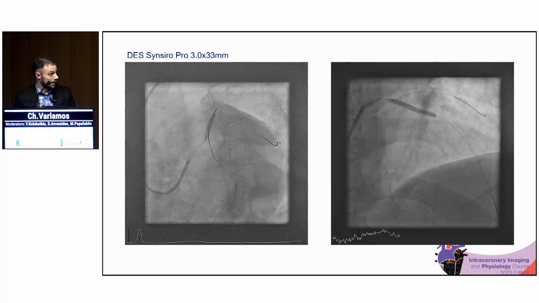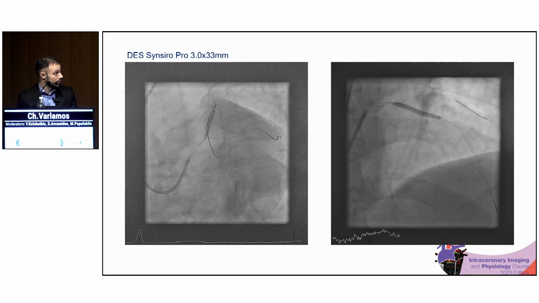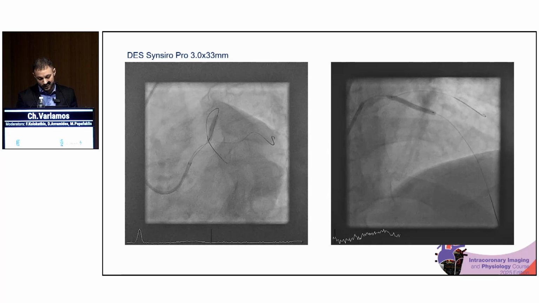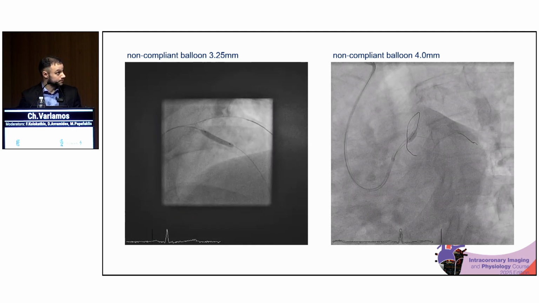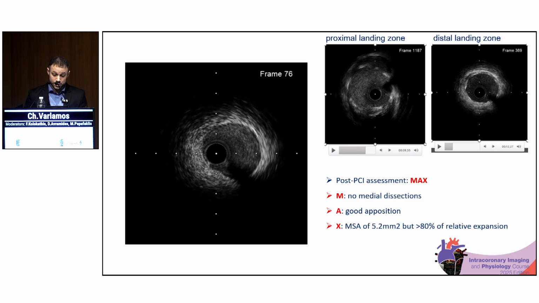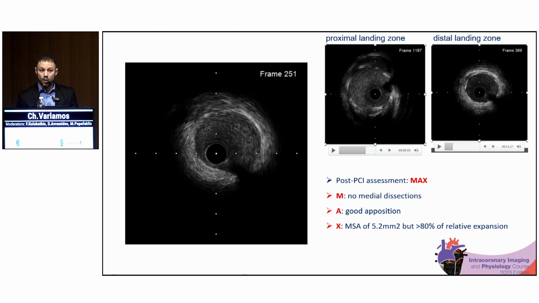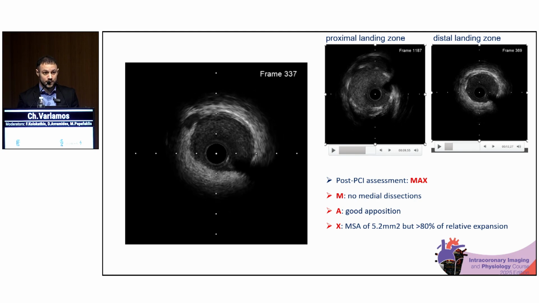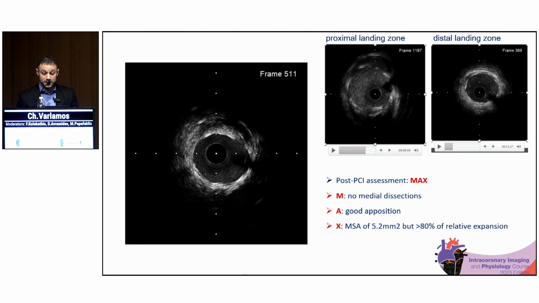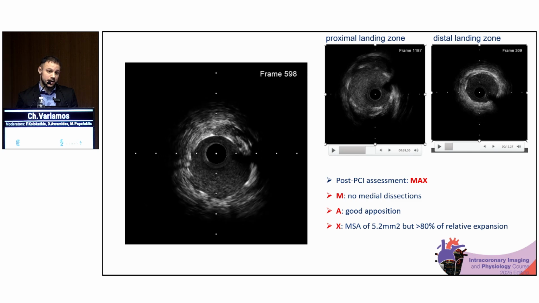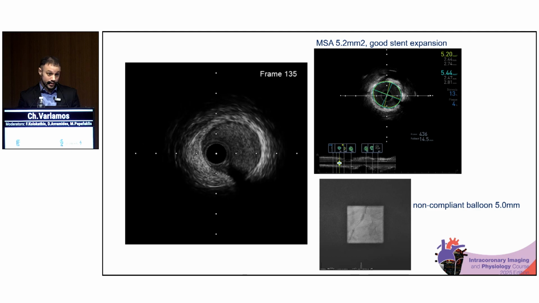So we proceed with a semi-compliant balloon 3, put a Synergy Pro stent with a distal 3.33, sorry. And then an NC balloon distally and proximally with a 4. And then we did an IVUS again, and we are happy with our result. Proximal landing zone is exactly what we need. A little bit of struts protruding in the left main, not so much as to cause a problem, and the distal landing zone is perfect. The MSA here is 5.2, as you see, but it's a good stent expansion regarding the distal reference of the vessel.